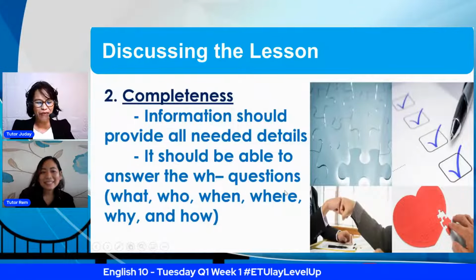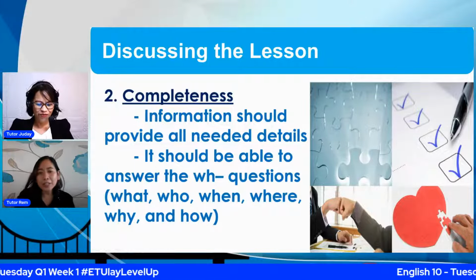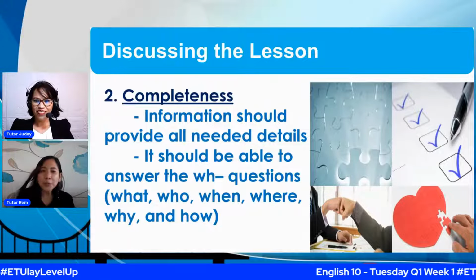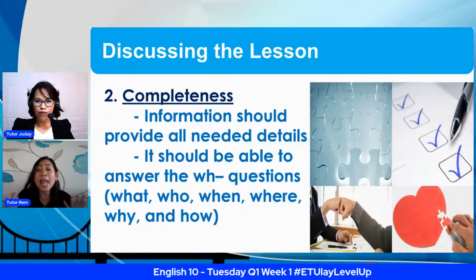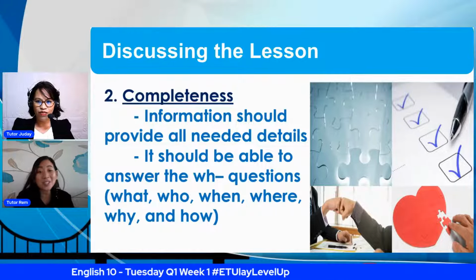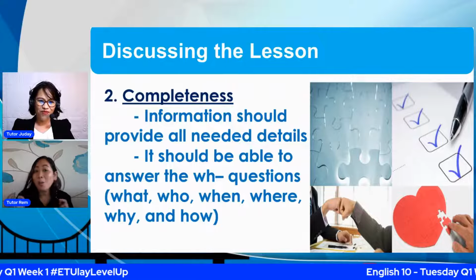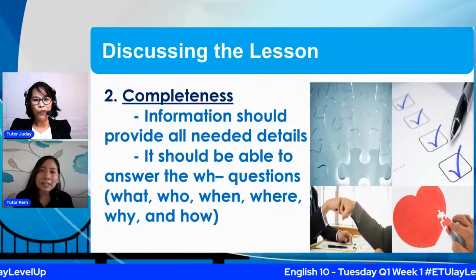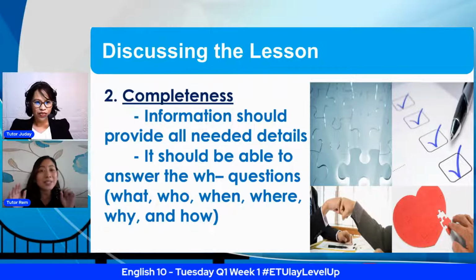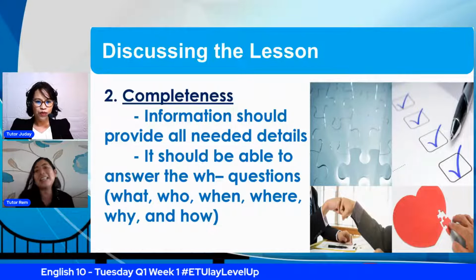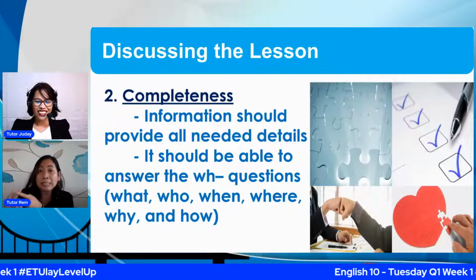Go, Tutor Guide Ram. Number 2, completeness. This second characteristic has something to do with providing all the needed details. It should be able to answer the WH questions: the what, who, when, where, why, and how. And take note, dear wanderers, these six characteristics, I'm so excited. The first one, accuracy, the second one, completeness.